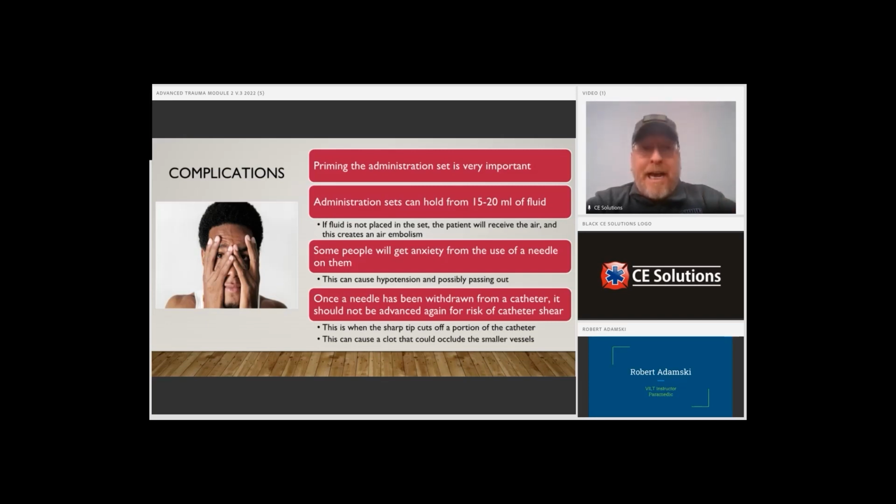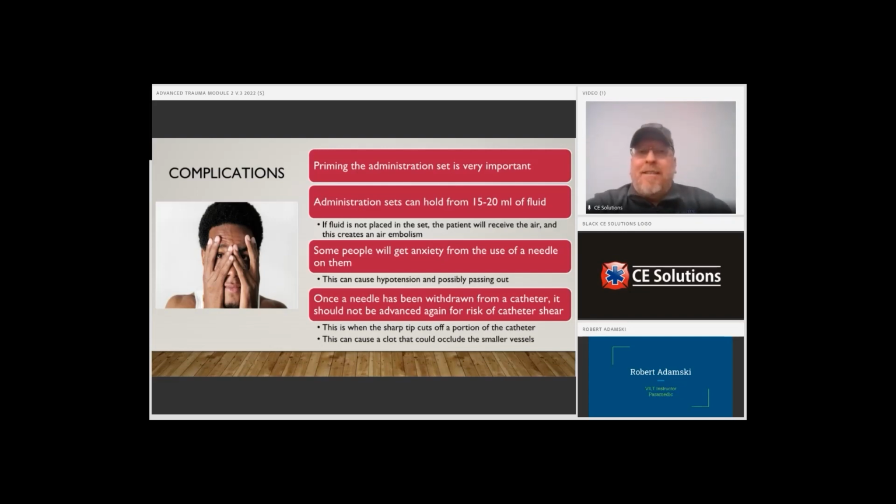And then don't forget that we talked about the whole catheter shear problem. That potentially can cause a significant, potentially life-threatening injury to the patient, depending on where that embolus ends up. The heart, the lungs, the kidneys, etc. That's really important. So again, remember, once a needle has been withdrawn from a catheter, it should never, no way, be advanced again, for risk of catheter shear.